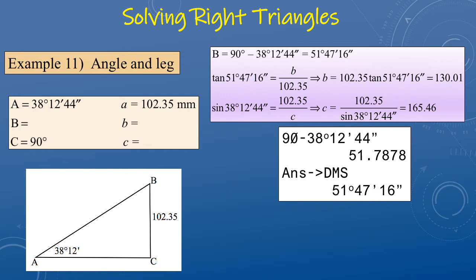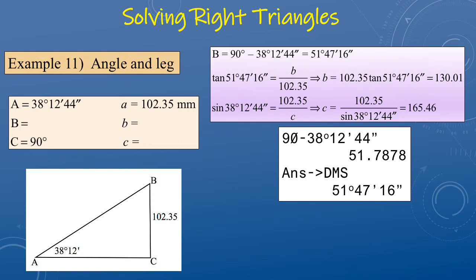We first do the subtraction. B is equal to 90 degrees minus 38 degrees, 12 minutes, 44 seconds to get 51 degrees, 47 minutes, and 16 seconds. We can do this on the calculator as shown, realizing that once we do the subtraction, our answer is in decimal degrees. We need to change it to degrees, minutes, seconds.